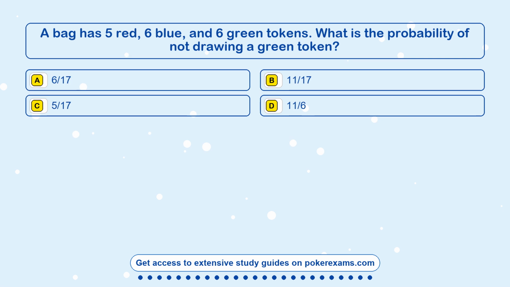Question 22. A bag has 5 red, 6 blue, and 6 green tokens. What is the probability of not drawing a green token? Option A 6/17. Option B 11/17. Option C 5/17. Option D 11/6.